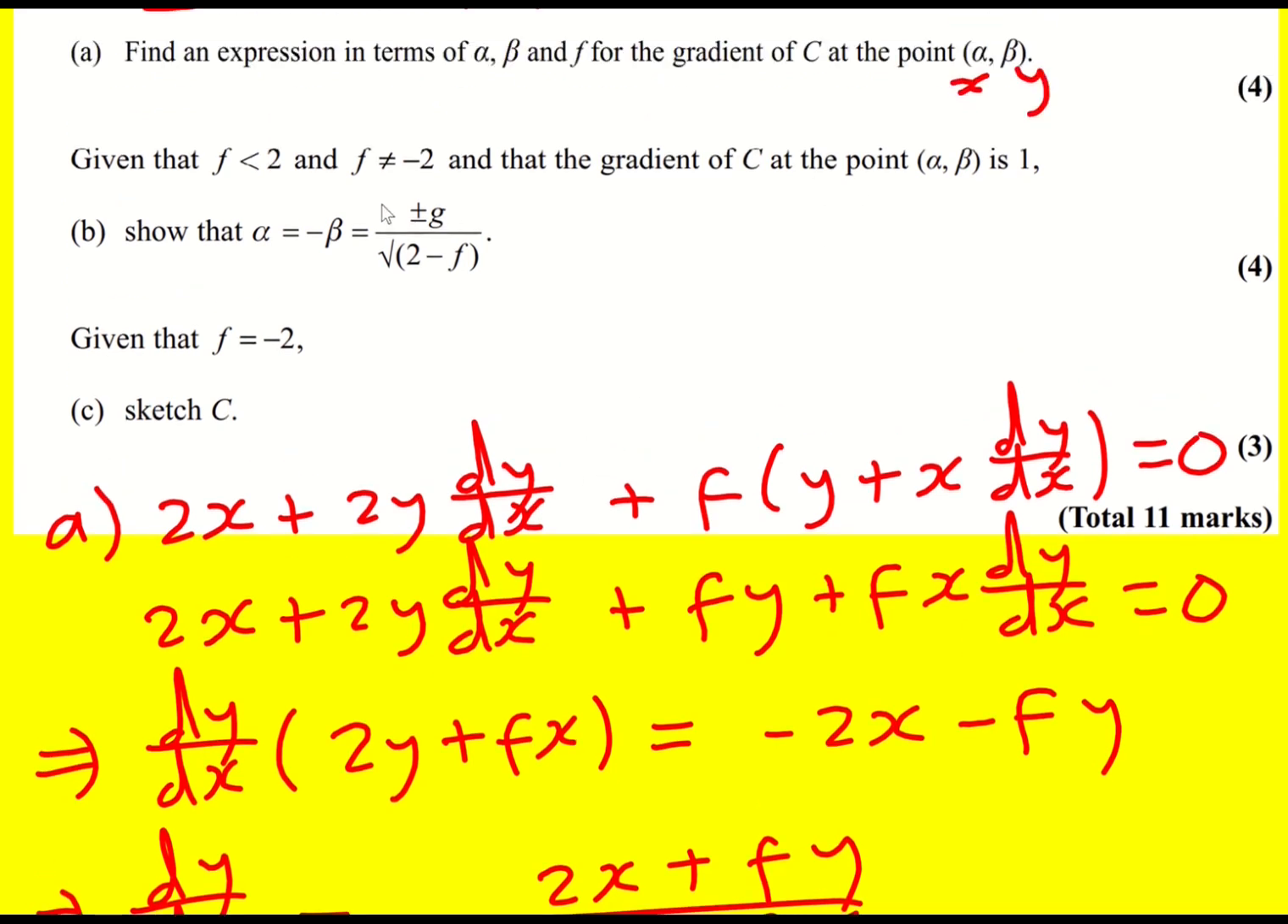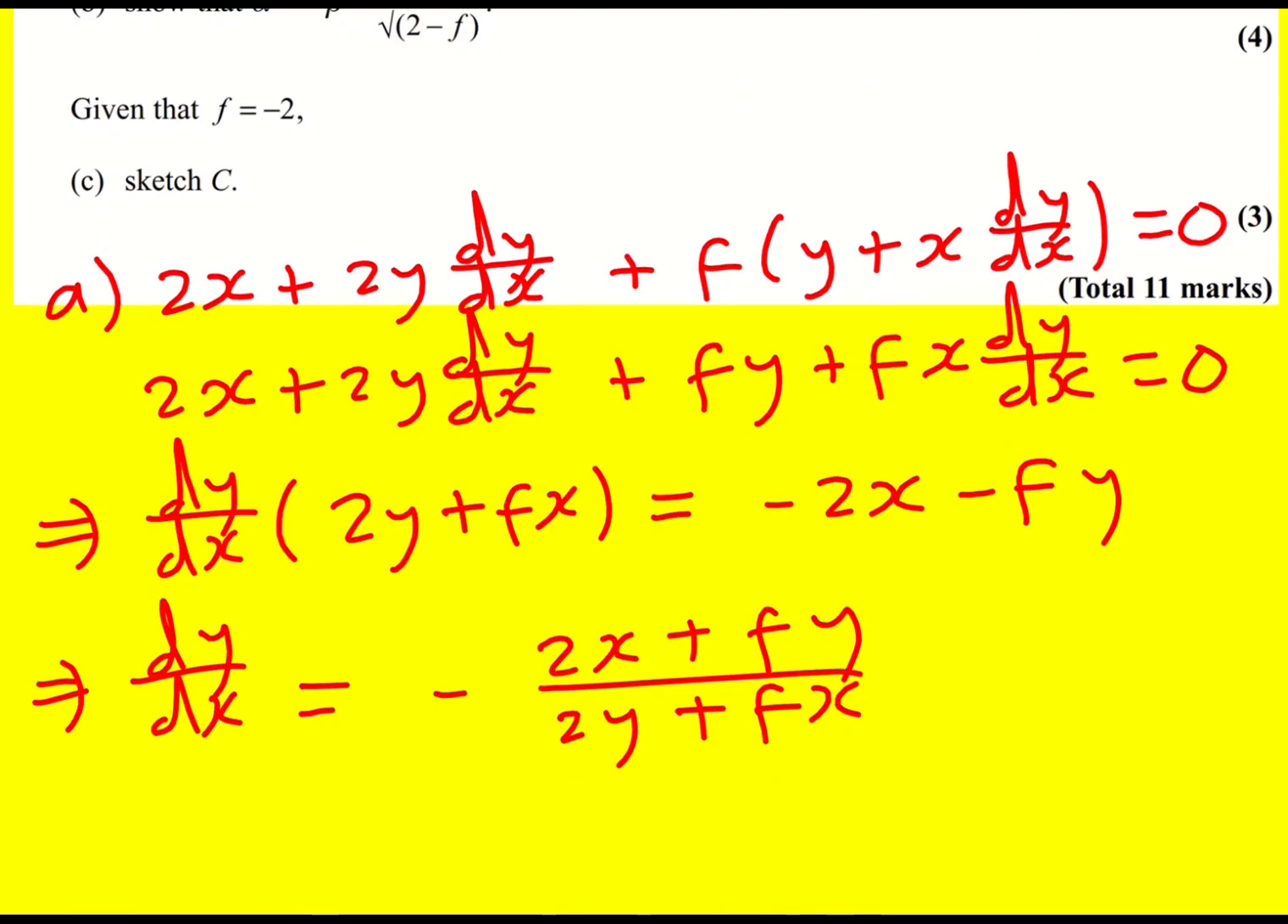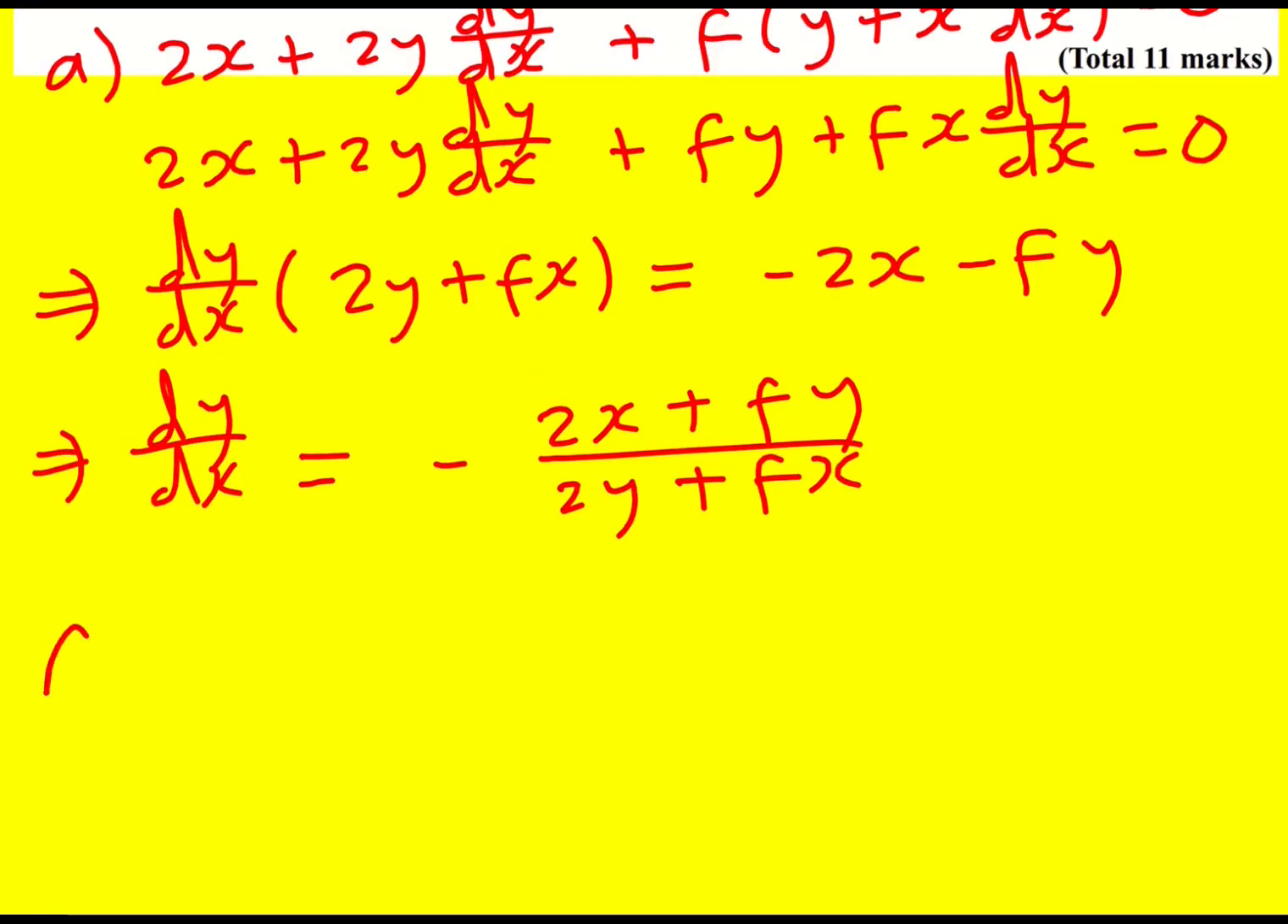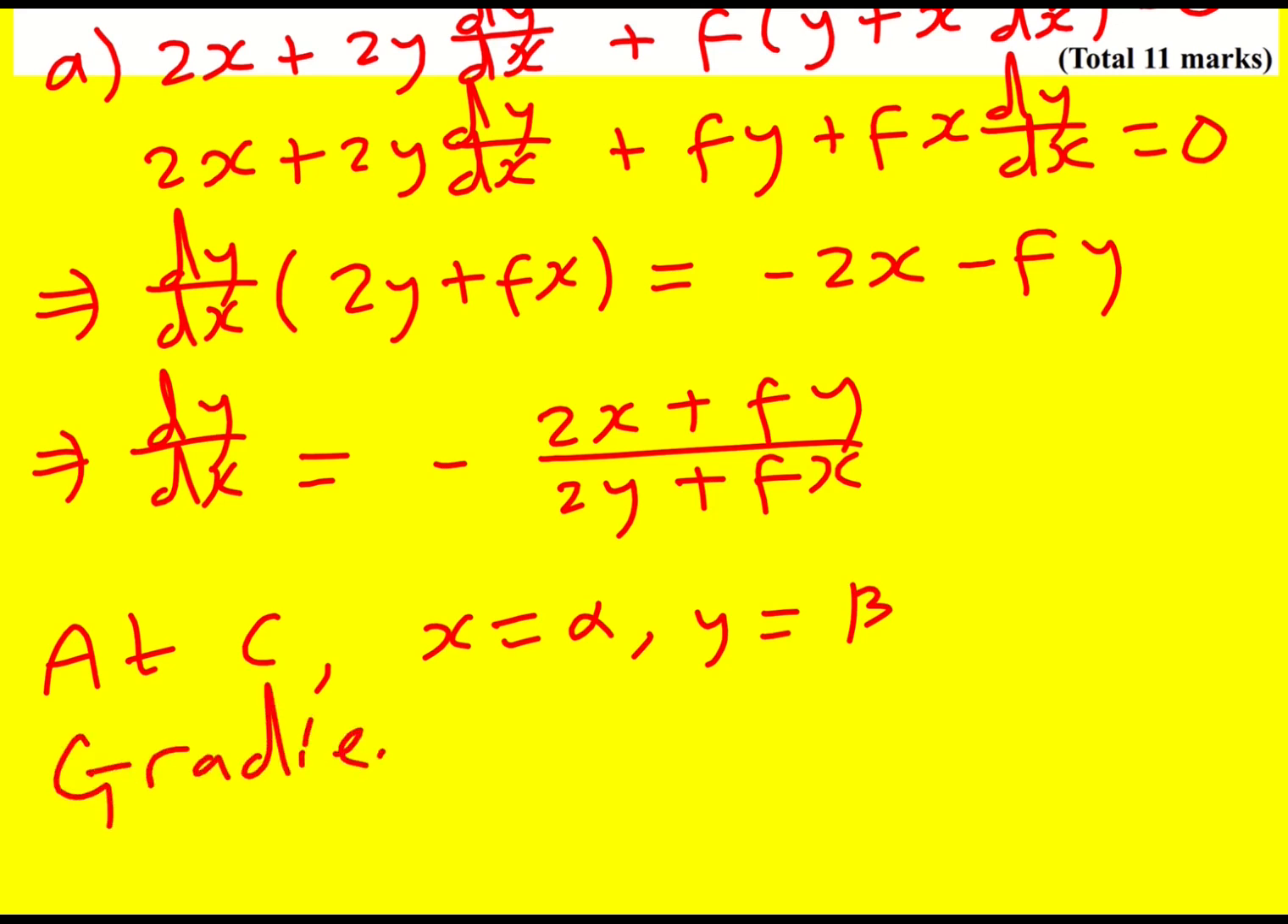And we're asked for the gradient of C at the point alpha, beta. So at C, x is equal to alpha, y is equal to beta, and the gradient is therefore equal to minus 2 alpha plus f beta over 2 beta plus f alpha.